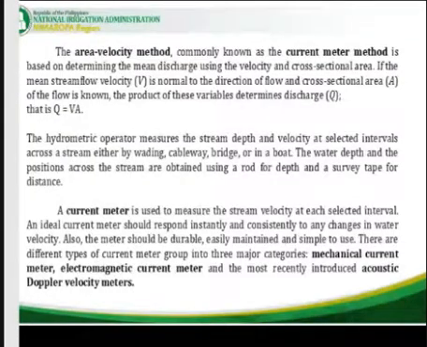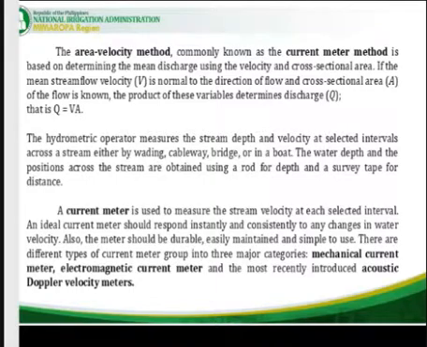Okay. Please continue. The area velocity method, commonly known as the current meter method, is based on determining the mean discharge using the velocity and cross-sectional area. If the mean stream flow velocity V is normal to the direction of flow and cross-sectional area A of the flow is known, the product of these variables determines discharge Q. That is, Q is equal to V multiplied by A.